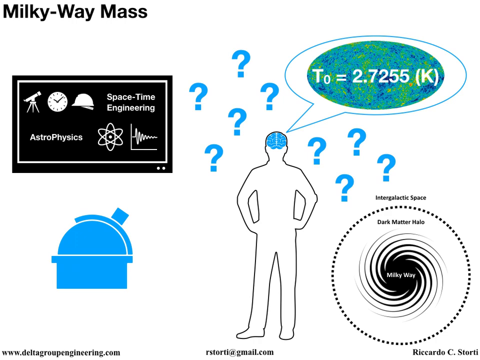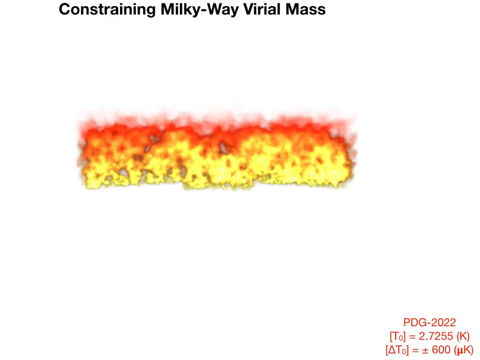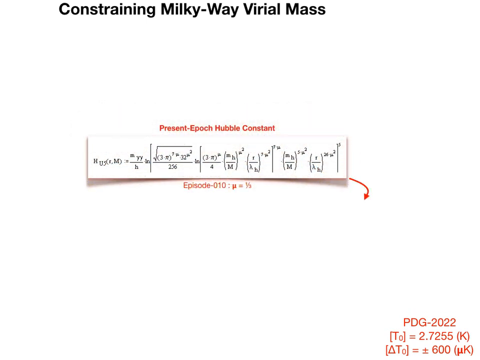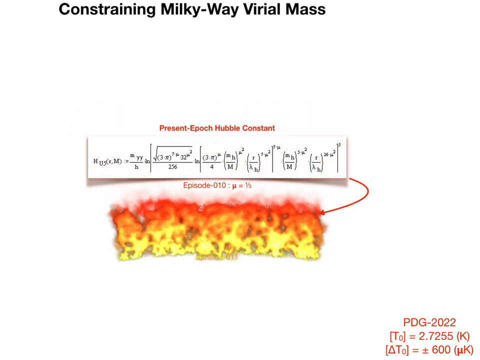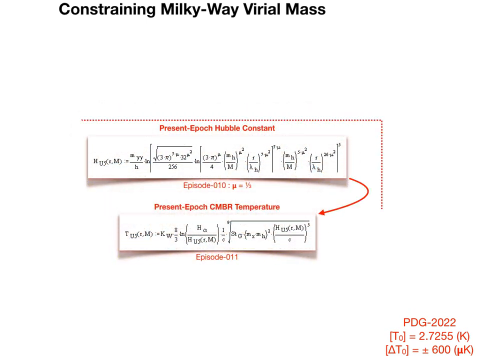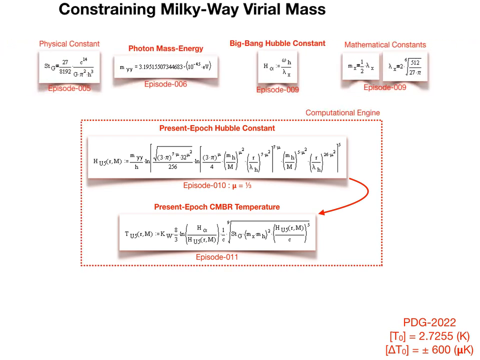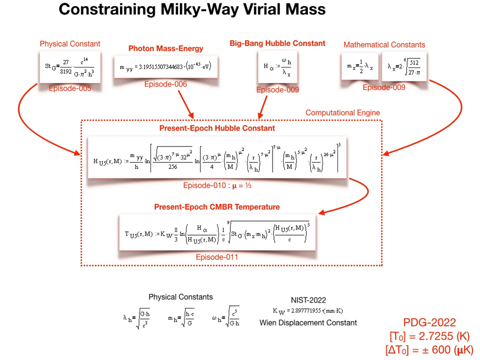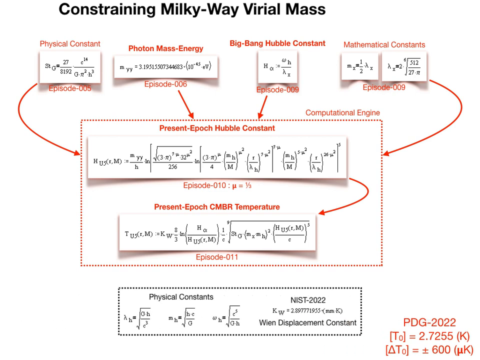So, let's begin. The process we're going to execute has already been defined in Episode 11. We recommend viewers to review the preceding episode, if not already done so. If you're already familiar with the process defined in Episode 11, a representation appears on screen. We'll be plugging in various values of Milky Way virial mass, as determined by several authoritative sources, and testing them against the cosmic microwave background radiation temperature.